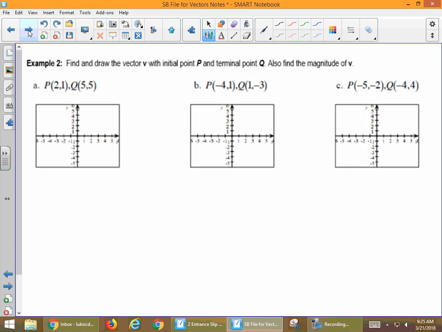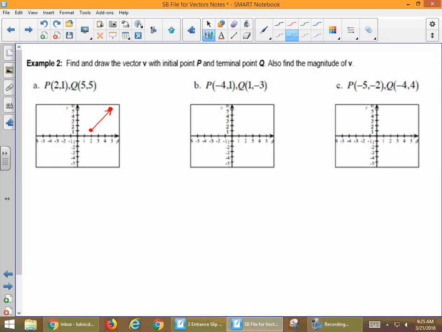So for example 2, we're finding the vector and the magnitude. So I'm going to start just by drawing it. Each of these vectors starts at P and ends at Q. So P is the point 2, 1, so over 2, up 1. Q is the point 5, 5. There's my vector. I drew it, and let's go ahead and find it.